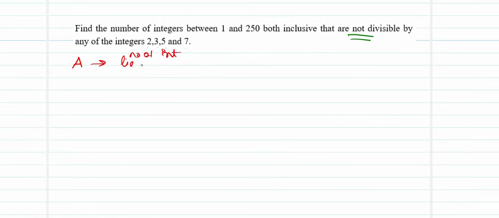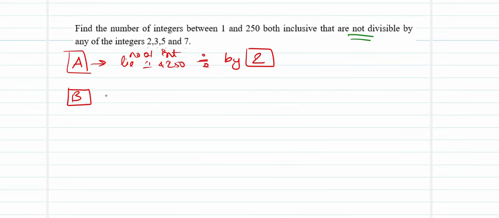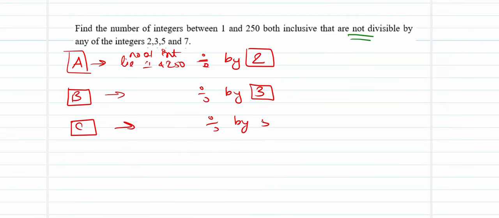integers that lie between 1 and 250, and that is going to be divisible by the first element over here, 2. Let A represent the number of elements that are divisible by 2. Let B represent the number of elements divisible by 3, C represent the number of integers divisible by 5, and let D represent the number of integers divisible by 7.